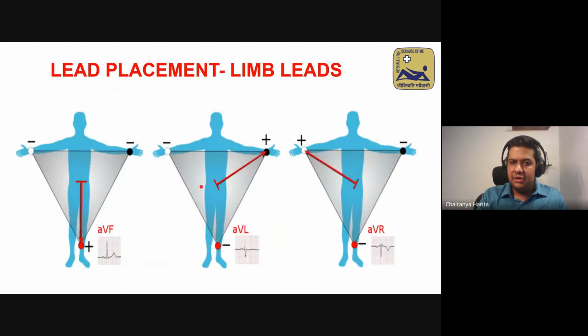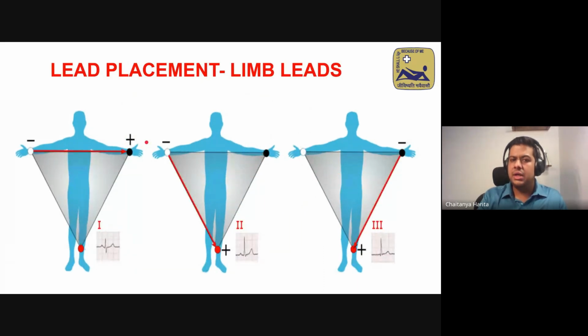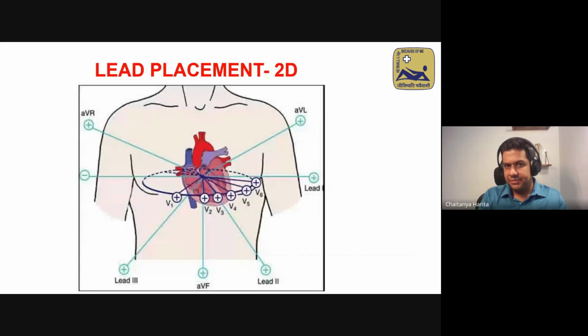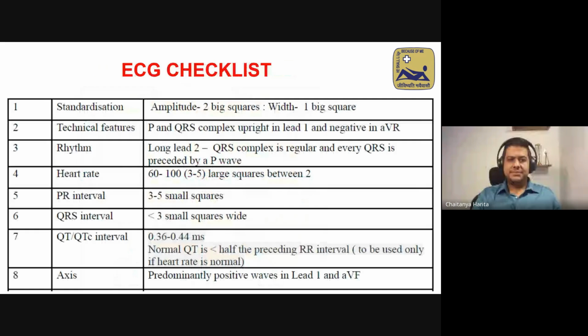And if you look at it physiologically, this goes along lead 2. So right wrist to left foot is along lead 2, which is why lead 2, if anybody asks, is the most electrophysiological lead in an ECG. So this is how lead placement is done.